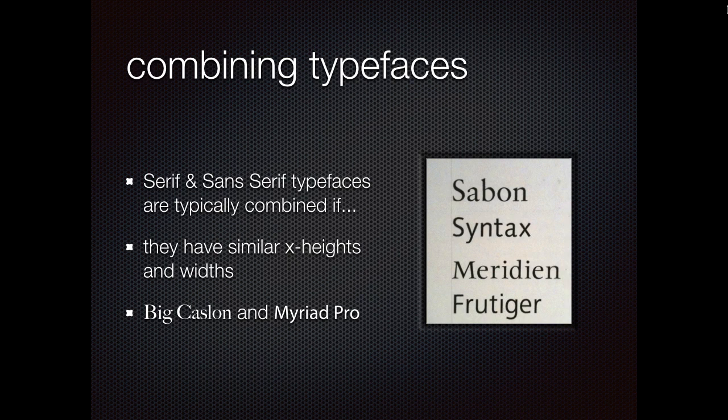The easiest way of finding a font pair that are going to work together is to Google it, right? Take the font you want to use, then Google it, find the comparable one that works with it, so you don't have to sort through it as easily. You want to make sure that they have similar X heights and widths, right? Otherwise, they won't combine together really well. And so I have a bunch of examples up here, Big Caslon and Myriad Pro. If we look at these two X heights, right, they're virtually identical, which is important.